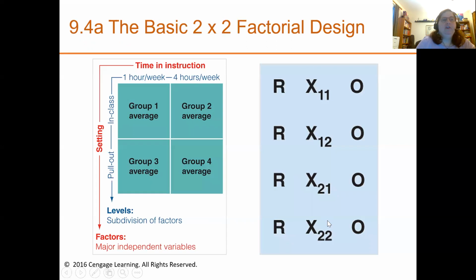Now, 1,1 is obviously this one, and 2,2 is obviously this one. 1,2 and 2,1 just depends on how you would have labeled these. So it doesn't really make a big difference as long as you know how you're keeping track of it. And here's our observations, of course.